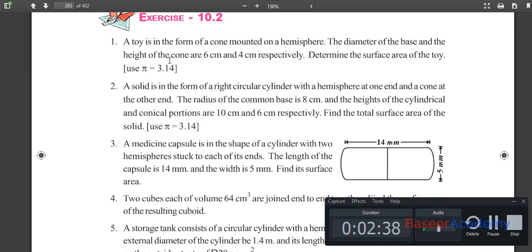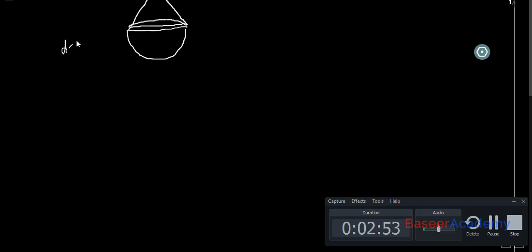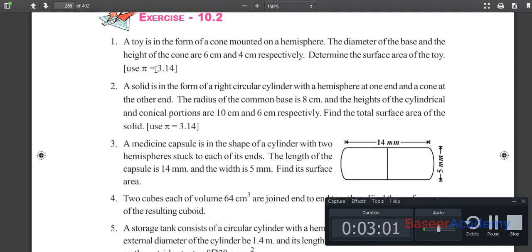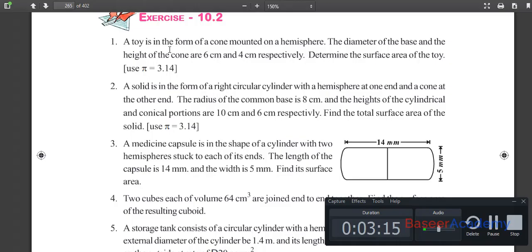The diameter of the base and the height of the cone are 6 centimeter and 4 centimeter respectively. The complete diameter here is given as how much? 6 centimeter. If the diameter is 6 centimeter, we know that the radius will be half of it, so the radius would be 3 centimeter, and the height is given as 4 centimeter. So this height here is 4 and this radius here is 3.